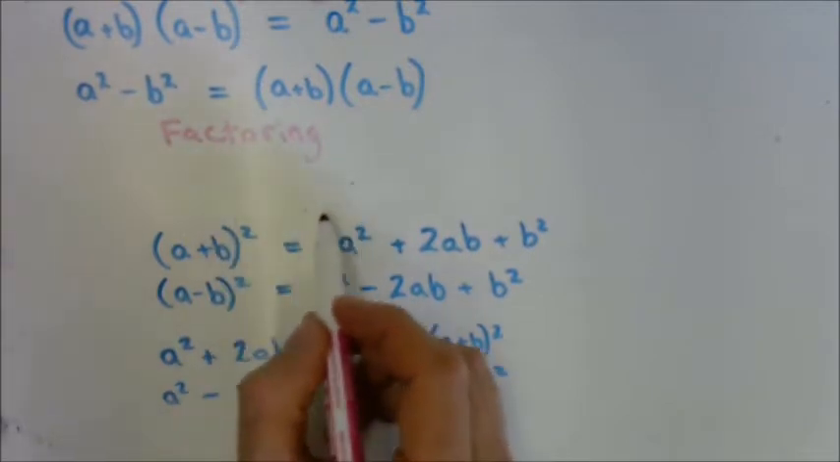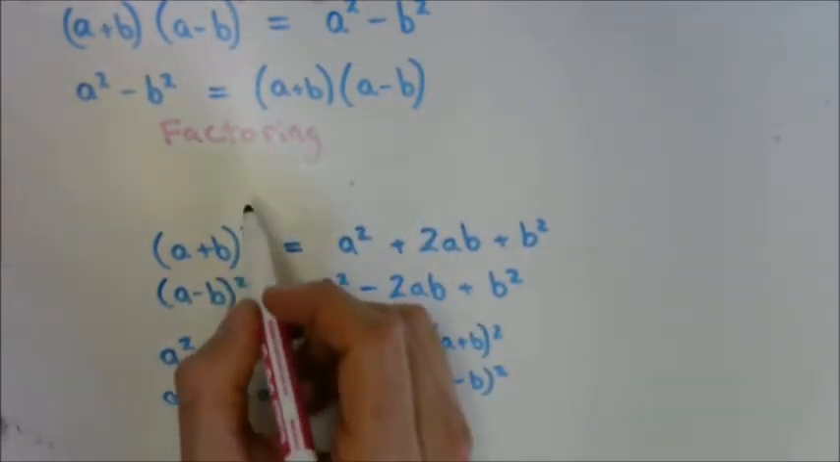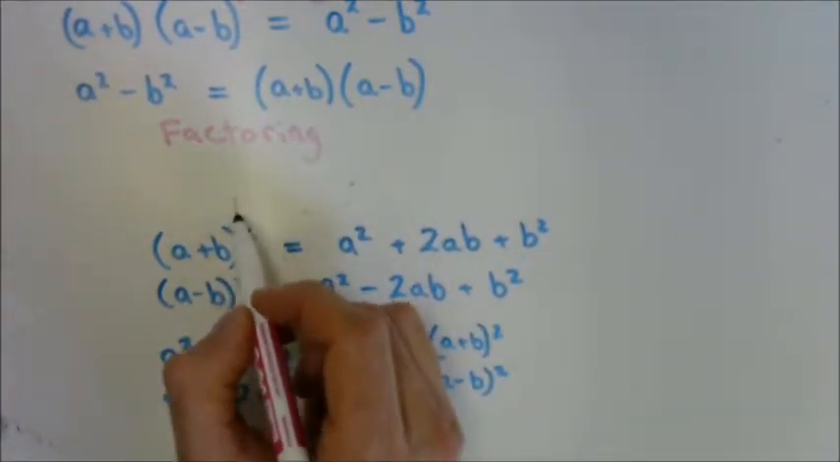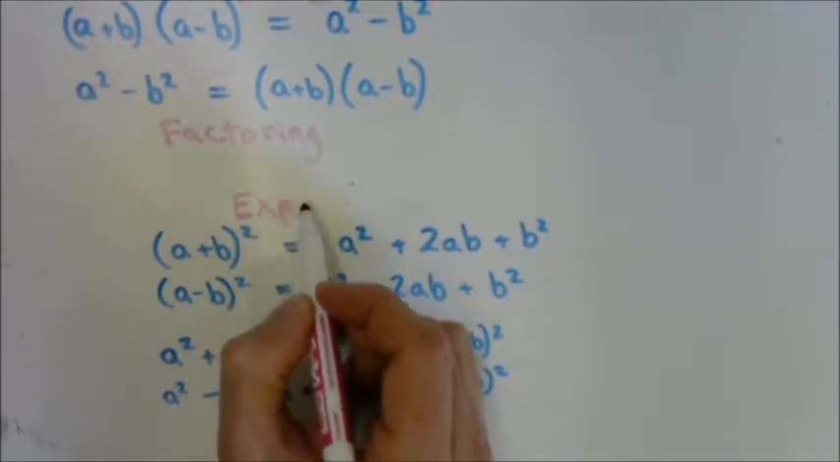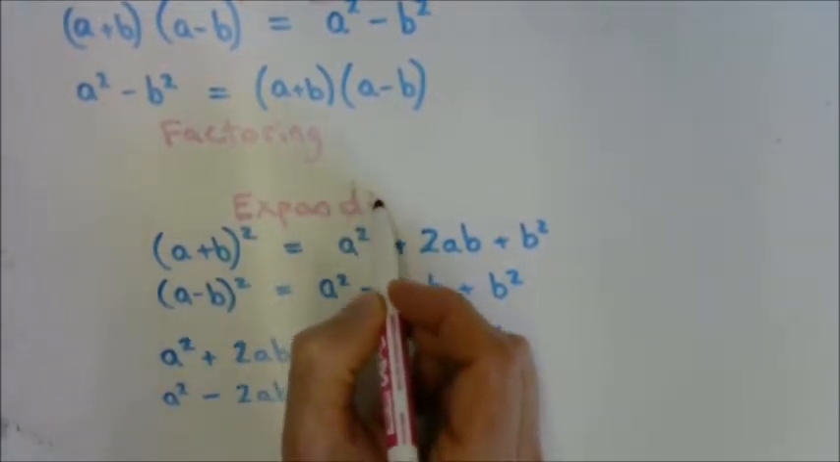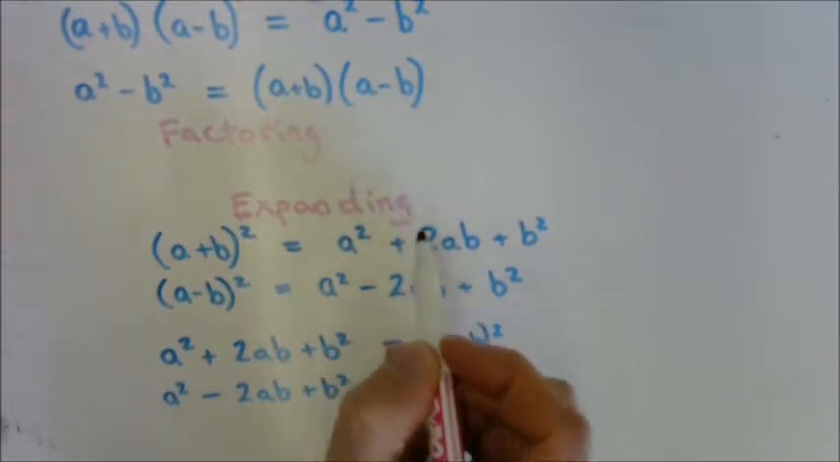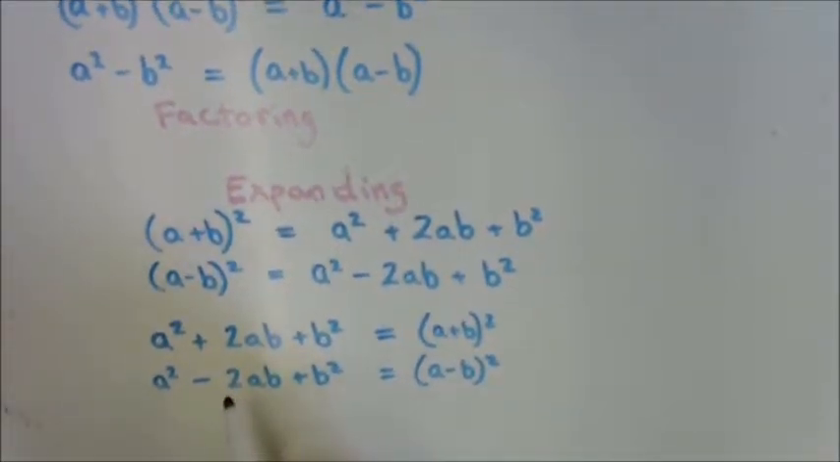Going this way, on the top, the two examples, is multiplying, or I'm going to use a different word. It's also called expanding. Okay, expanding and multiplying something out is the same. And what's it called when we go from a perfect square trinomial to the binomials?